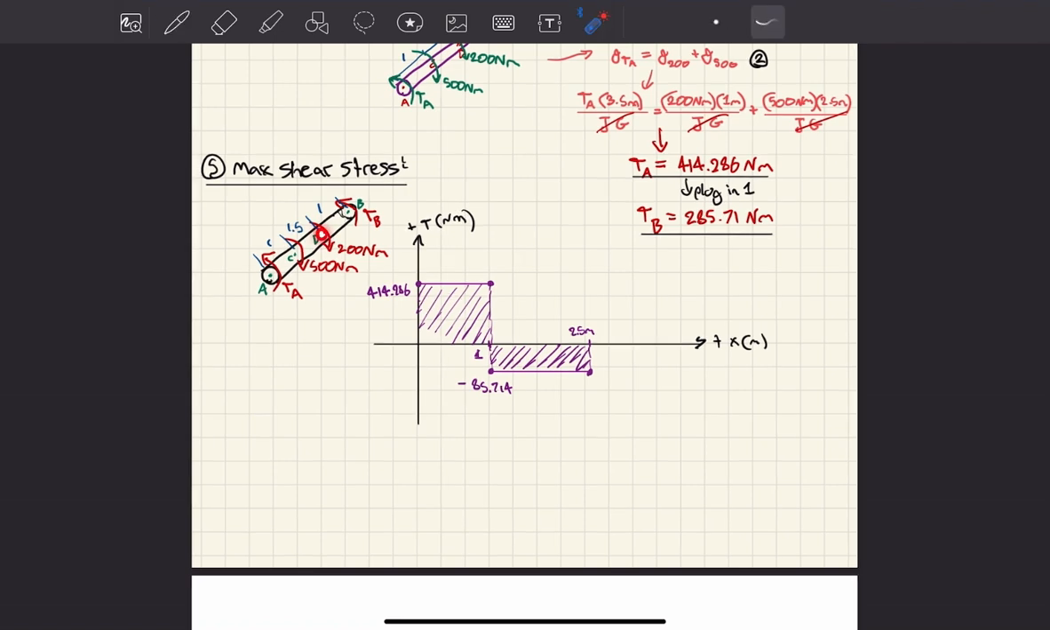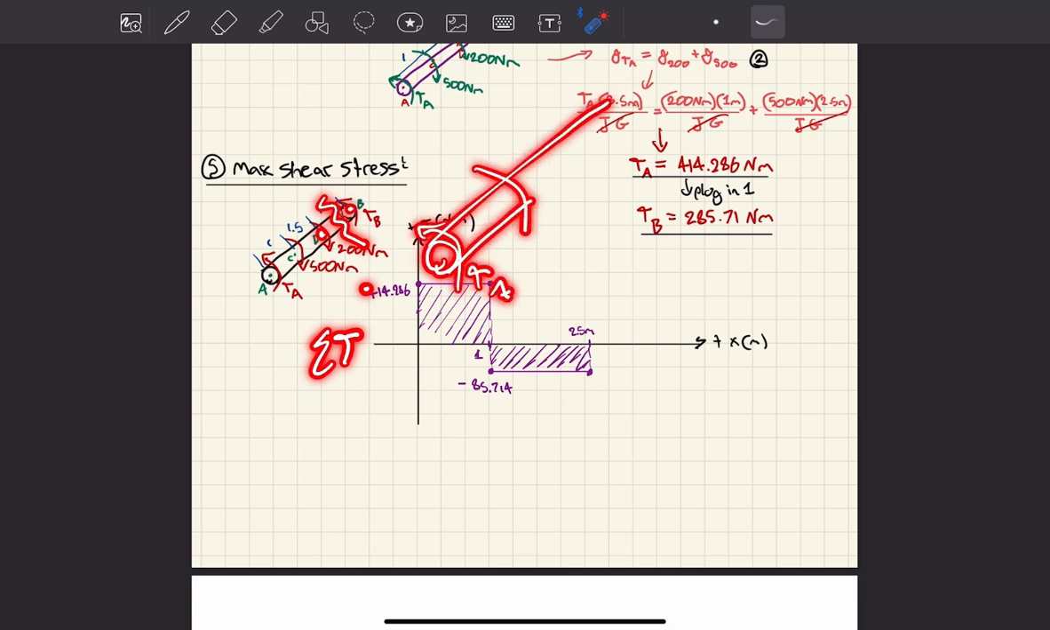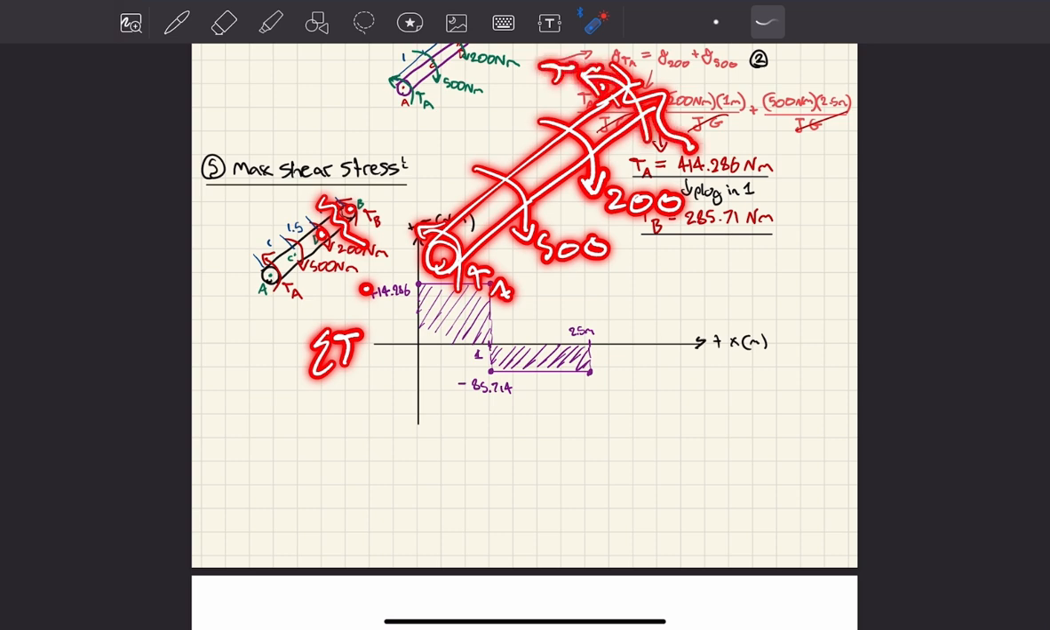And last but not least, between D and B, I need to cut, and I take the summation of torques for this section. If I quickly draw it: TA, 500, 200, and then I take the summation of torque, assuming it to be positive at my cut. I'm going to end up getting a value of negative 285.714.